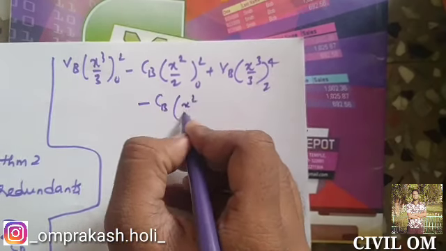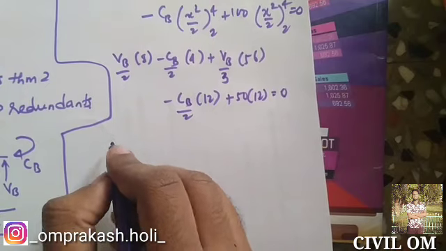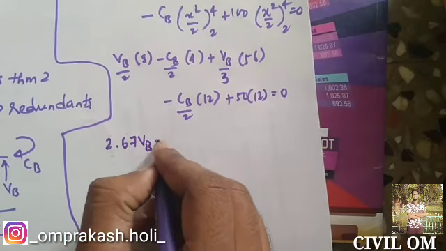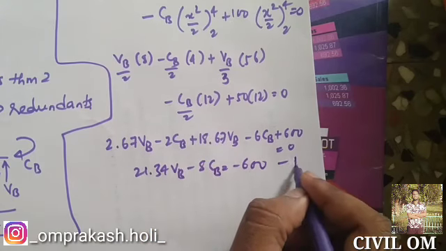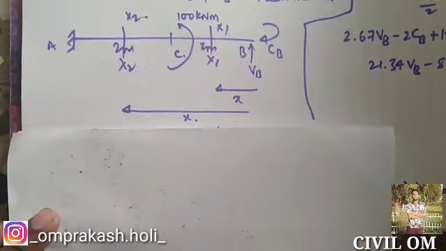VB by 3 multiplied with 8, minus CB upon 2 multiplied with 4, plus VB by 3 multiplied with 56, minus CB upon 2 multiplied with 12, plus 50 into 12 is equal to 0. So 2.67 VB minus 2 CB plus 18.67 VB minus 6 CB plus 600 is equal to 0. 21.34 VB minus 8 CB is equal to minus 600. This is our first equation.